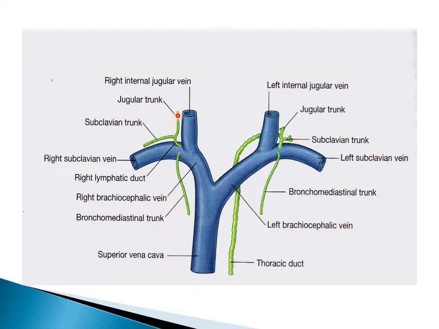So here what happens, from the head and neck, the jugular trunk comes and joins with the subclavian trunk on either side, and they drain into the junction between the internal jugular vein and the subclavian vein on either side. On the left side, additionally, we have the thoracic duct also. So this is the area of final drainage. There is a junction between the internal jugular vein and the subclavian vein.